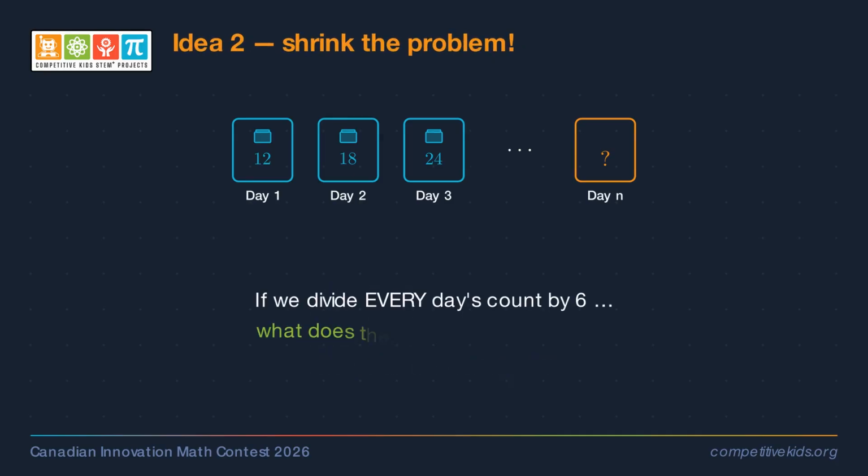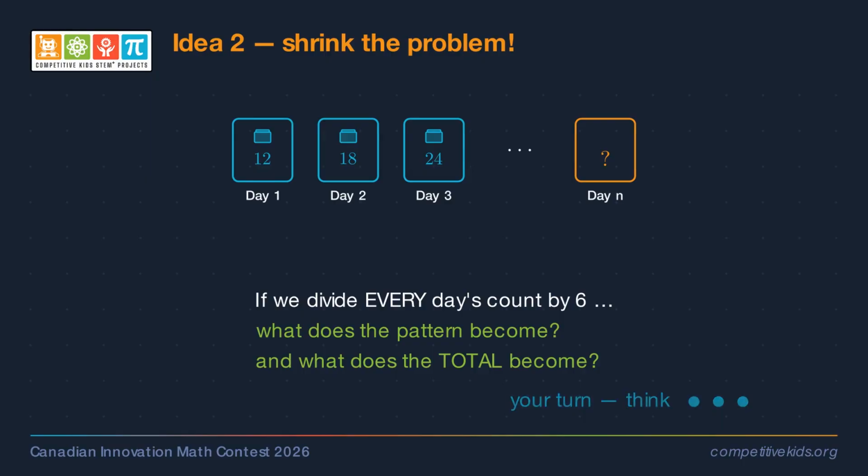Now idea 2. Here's the move. We will divide every day's count by 6. What does the pattern of numbers become? And what does the total of 210 become?